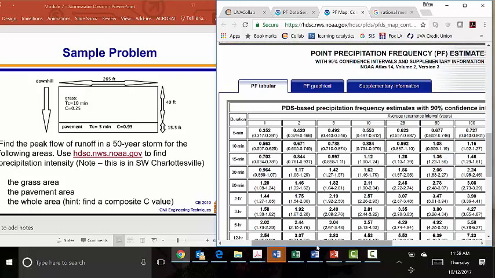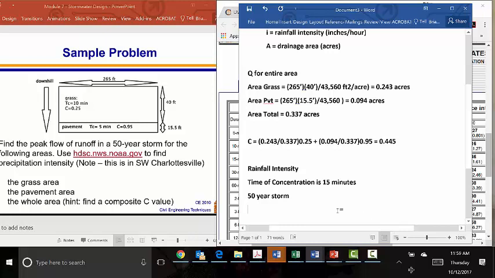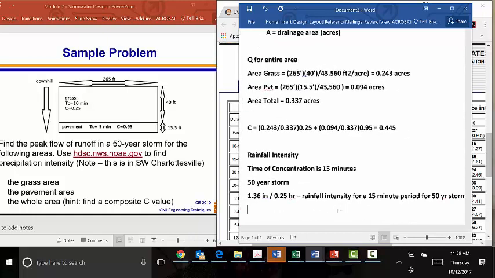So we can go back here to our problem. We have 1.36 inches in a quarter of an hour, in other words, 15 minutes. And that is the rainfall intensity for a 15-minute period for a 50-year storm. All right. So when you divide these numbers, that will give you an intensity of 5.44 inches per hour, which is what you need to work with the rational method.